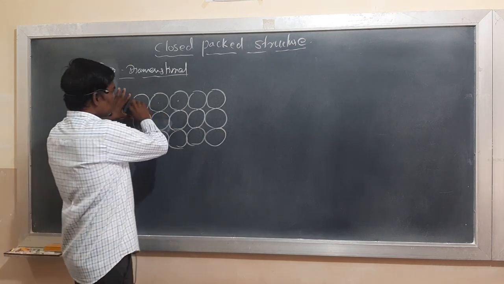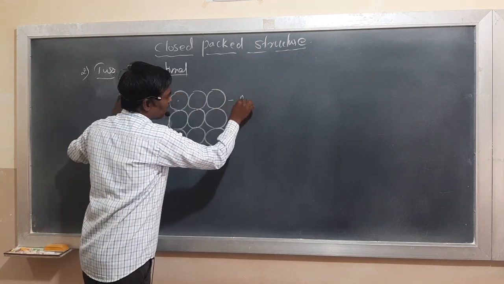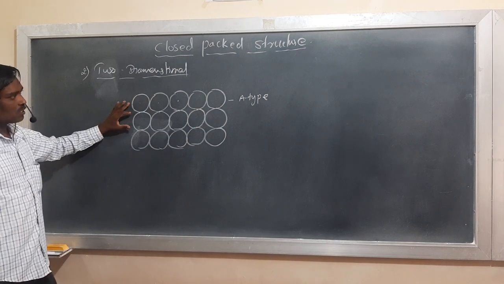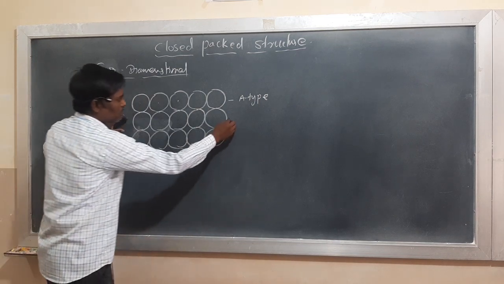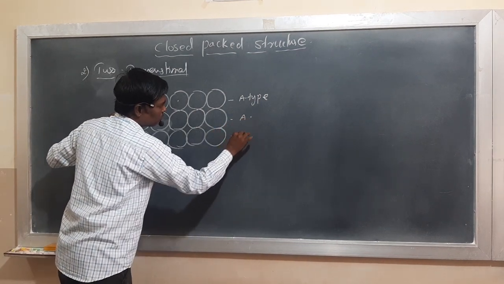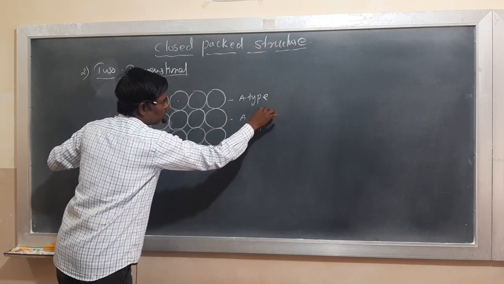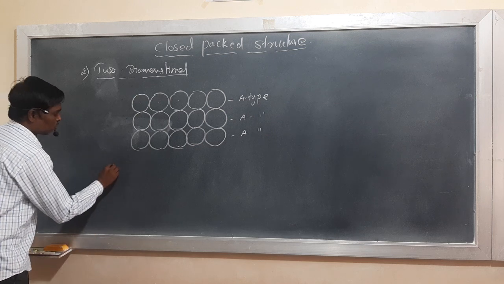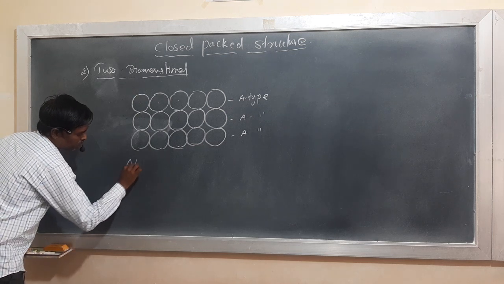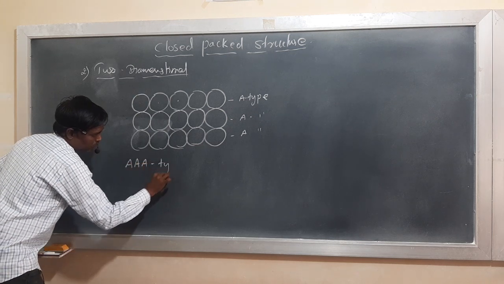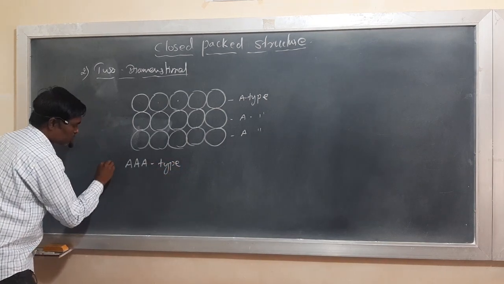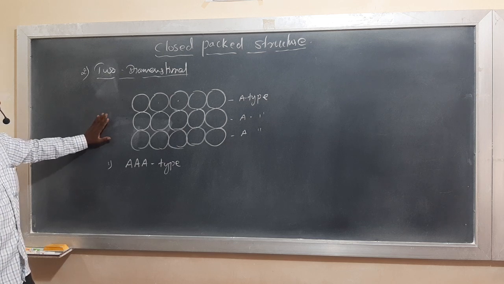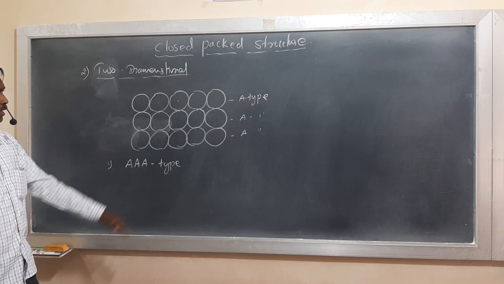If I call the first row an A type of arrangement, then the second row is also exactly the same as the first one. So the second row is also A type, and the third row is also an A type of arrangement. So in two-dimensional, this type of arrangement is called an AA type of arrangement. This is the first point that we have to write. In the two-dimensional arrangement, the type of arrangement is AA type.